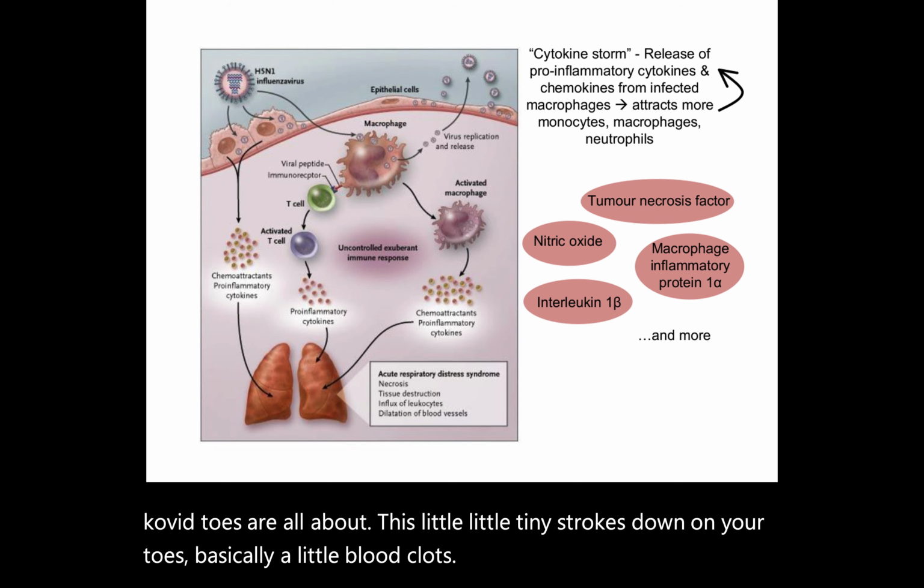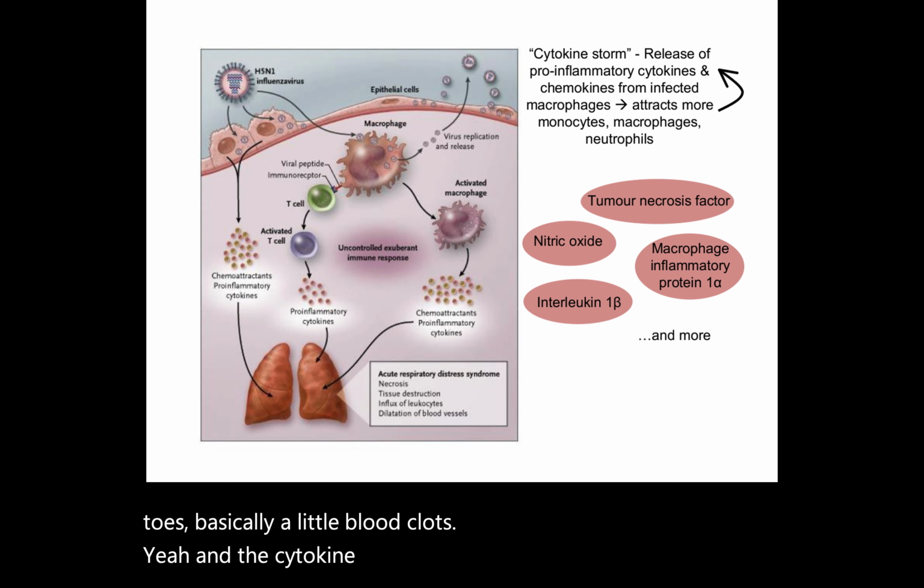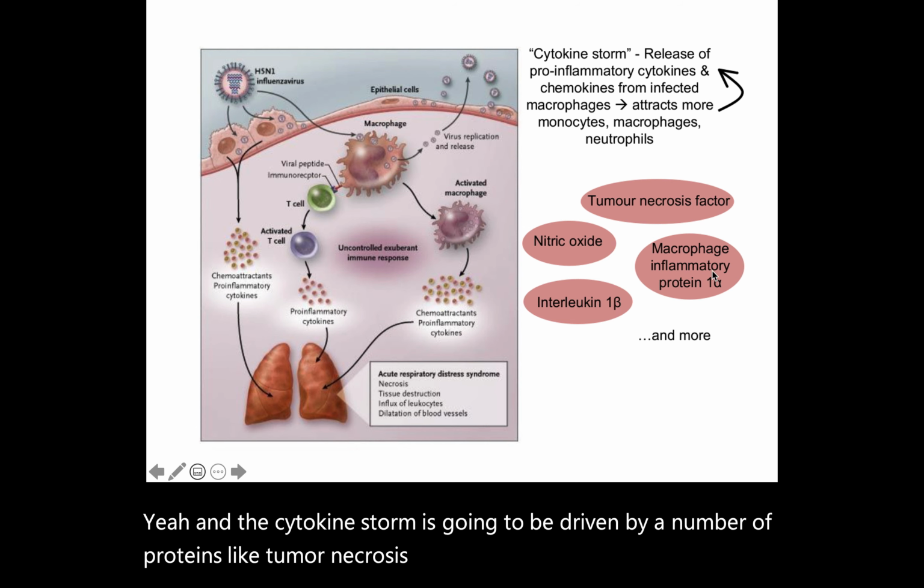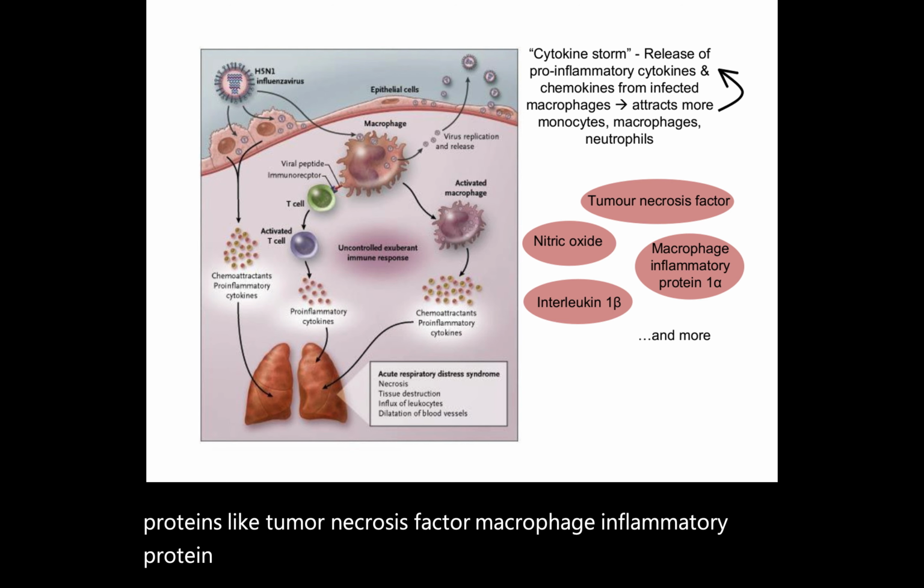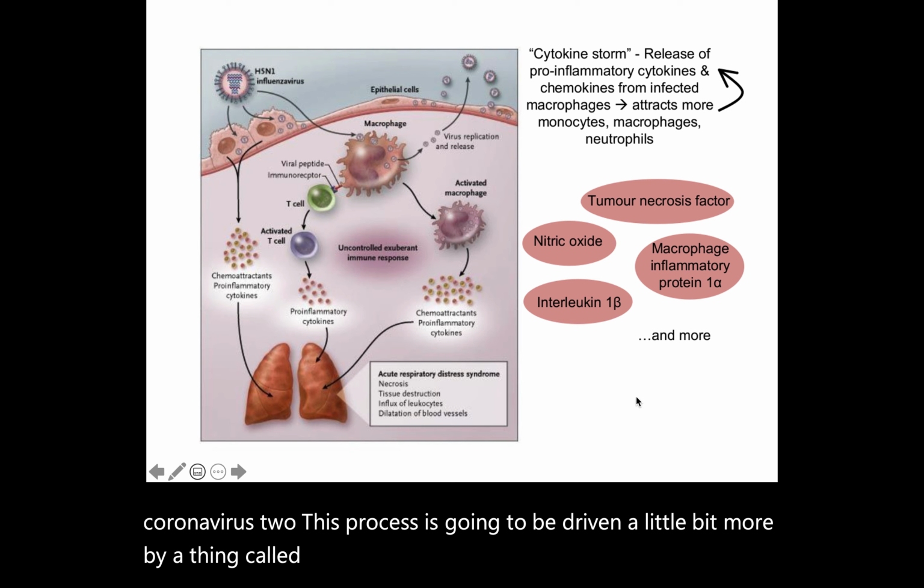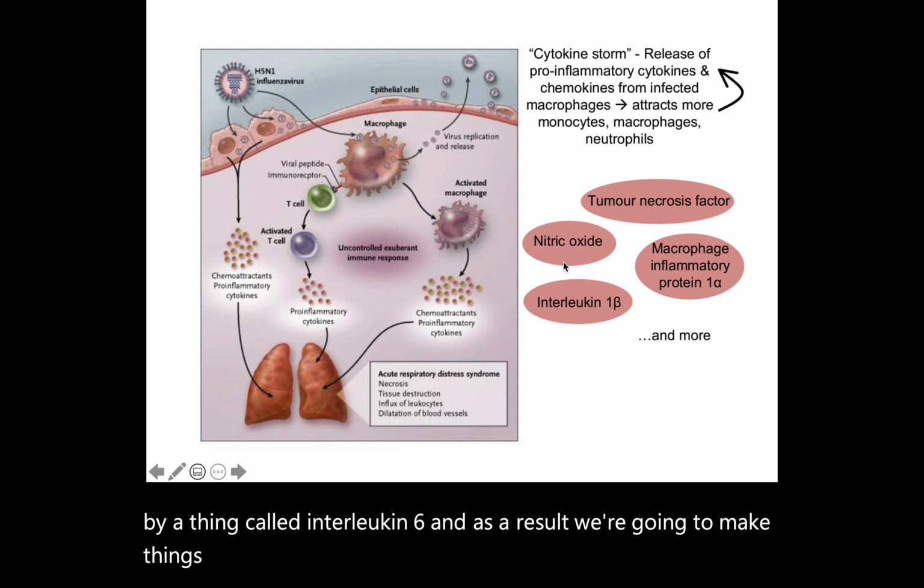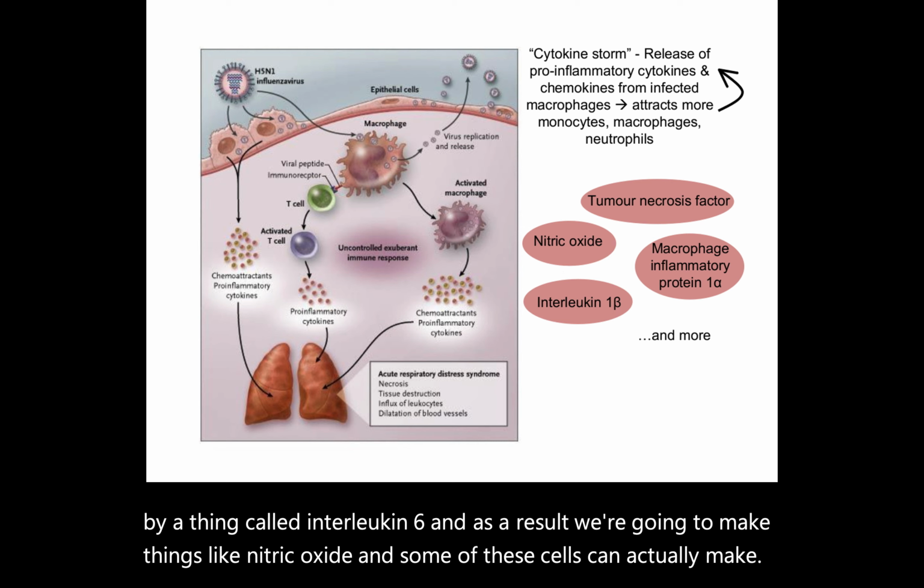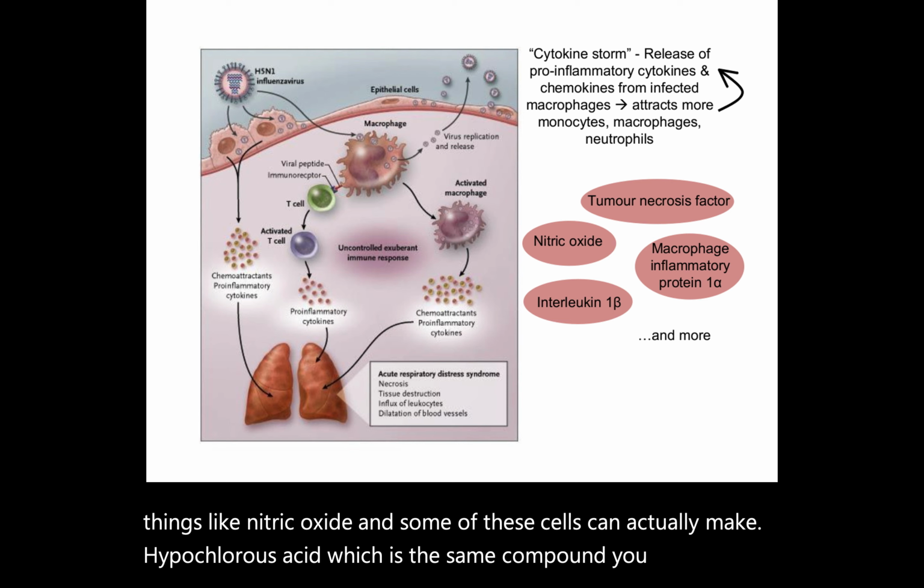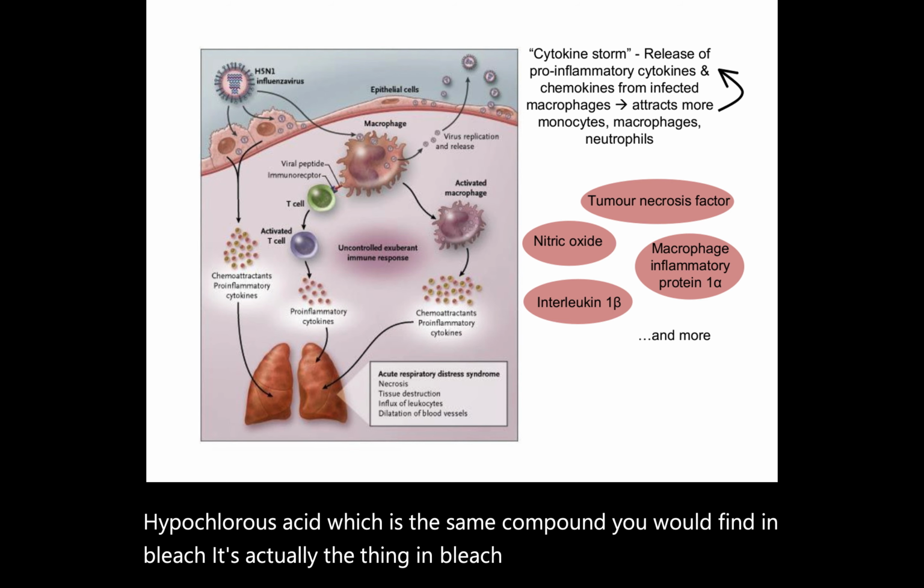And the cytokine storm is going to be driven by a number of proteins like tumor necrosis factor, macrophage inflammatory protein 1 alpha, called MIP1 alpha, and interleukin 1 beta. In SARS coronavirus 2, this process is going to be driven a little bit more by a thing called interleukin 6. And as a result, we're going to make things like nitric oxide, and some of these cells can actually make hypochlorous acid, which is the same compound you would find in bleach. It's actually the thing in bleach that kills bacteria.